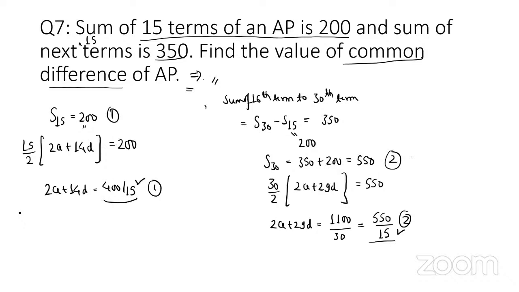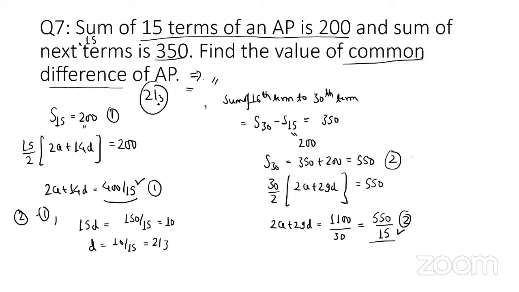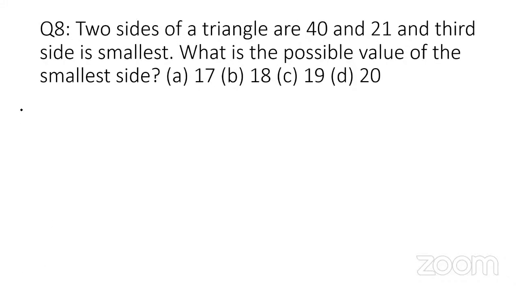Now guys, if I subtract equation 1 from equation 2, let's see what we get. 2a will be cancelled out. The left side will be only 15d and the right side will be 150 by 15, which will be 10. So the value of d should be 10 by 15, which is basically 2 by 3. And that was the final question, to find the common difference. So that came out to be 2 by 3. That was a simple question expected to be solved by the maximum of the students. This question is, you can say, the easiest among all in the paper.